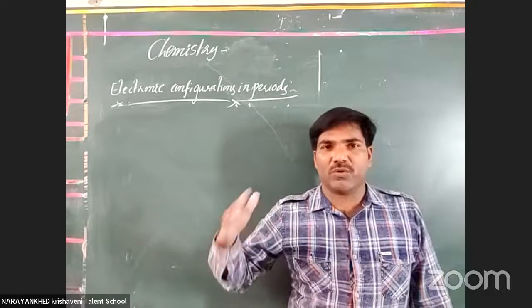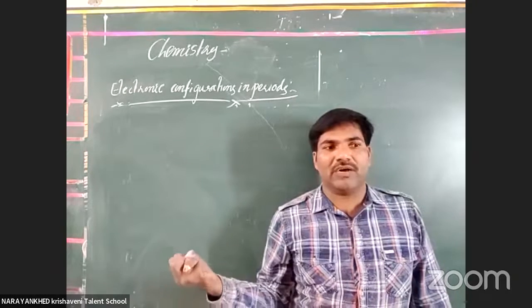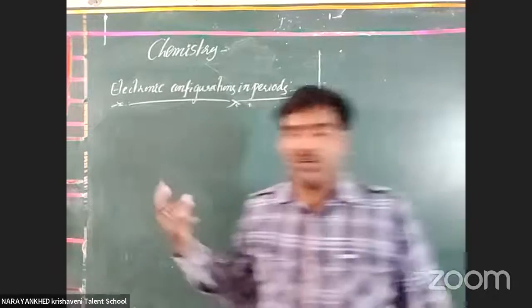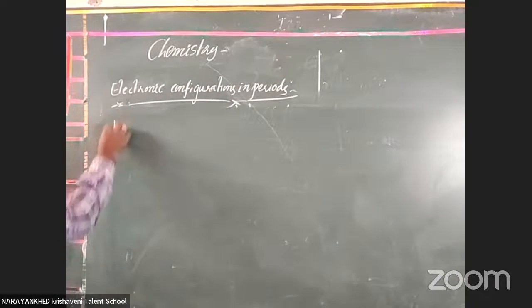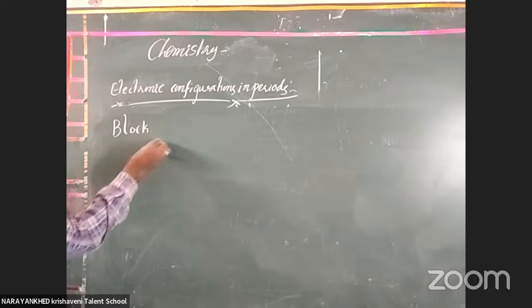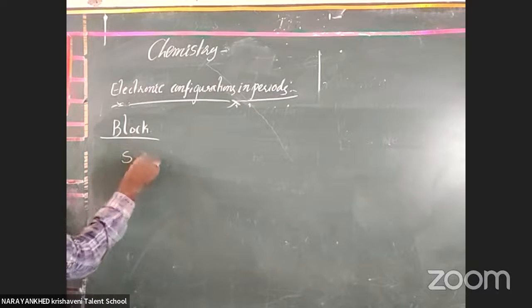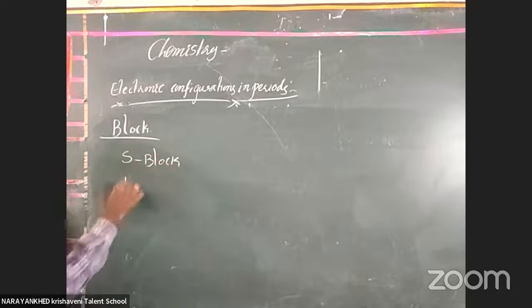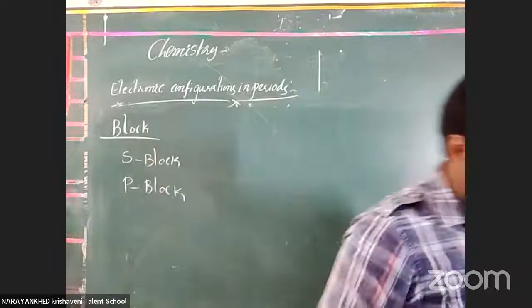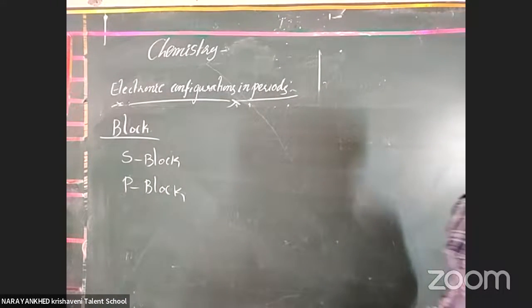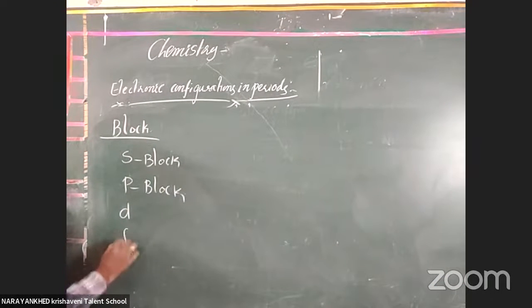Now we divide the total periodic table into different blocks. It is divided into different blocks. Now the s block elements, as well as the p block, the d block, and the f block. Like that we divided all elements into different classes: blocks s, p, d, and f.